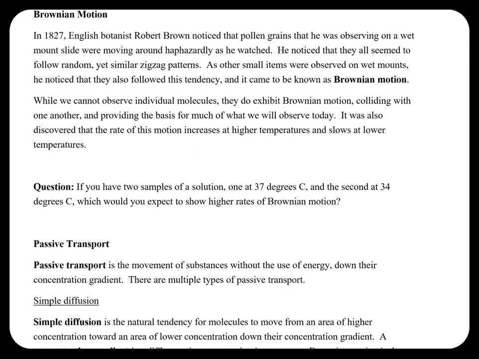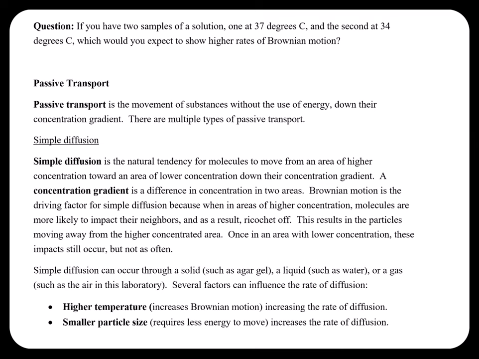As I mentioned earlier about Brownian motion, if the air is warm or the liquid is warm, you're going to speed up the diffusion or the spreading of the particles. And the colder you get, the less motion you're going to get until you get to absolute zero and all motion stops. You should easily be able to answer the question if you have one solution at 37 degrees with little particles moving around, and another at 34 degrees. You're going to see more motion at the higher temperature.